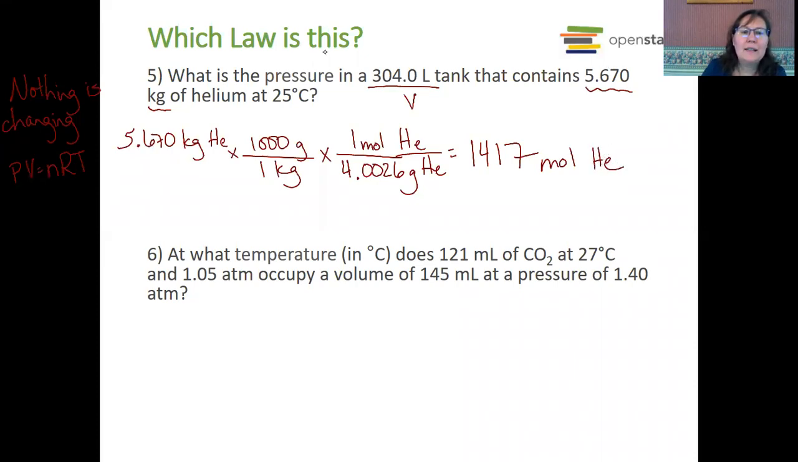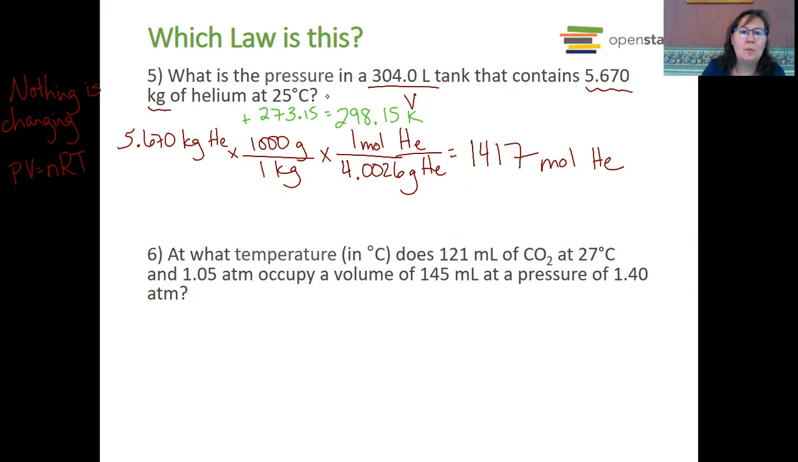And then I can see here that I have 25 degrees Celsius. So let's go ahead and change that. 25 plus 273.15 equals 298.15 kelvins. It's easy to say something and write something else. So now I have temperature, volume, number of moles, and I'm looking for pressure.